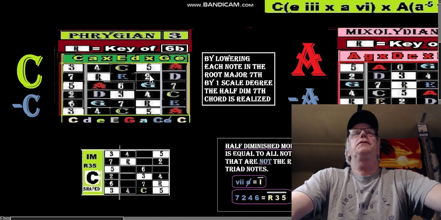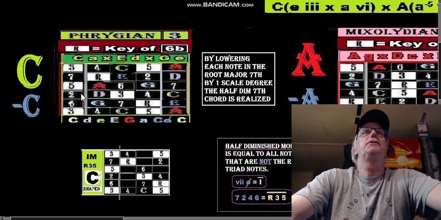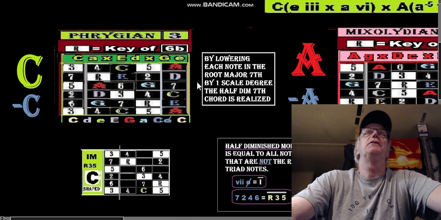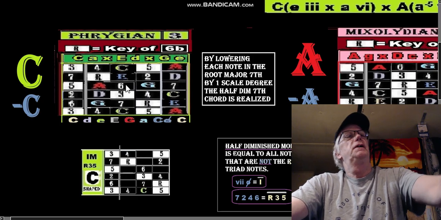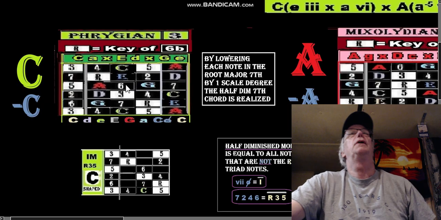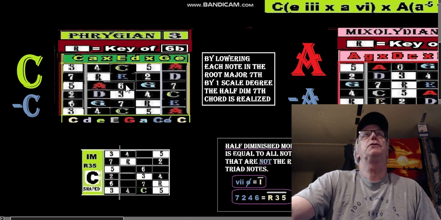So that's the first method, is just lower everything by 1. So the 5 goes to the 4, the root goes to the 7, the 3 goes to the 2, okay, and now we have the 7, the double agent, and it would go to what? To the 6. So root goes to the 7, the 7 goes to the 6. That's how to find the half diminished chord. But that's just to know where the notes are. Doesn't mean you're going to play it that way, but just look where they end up.